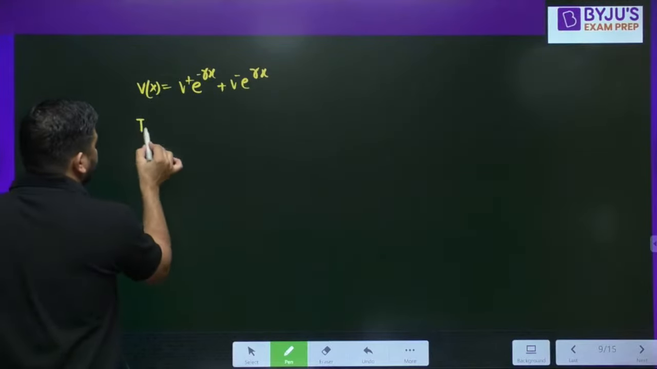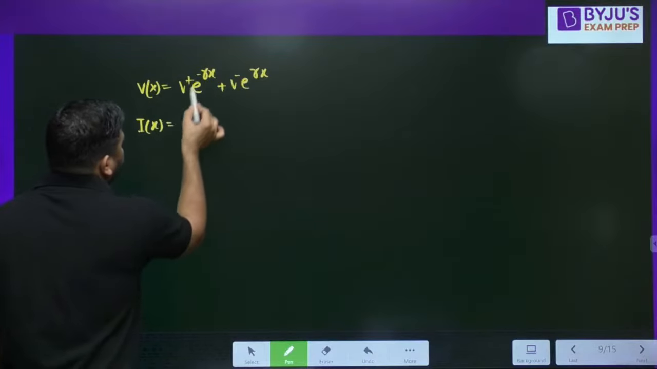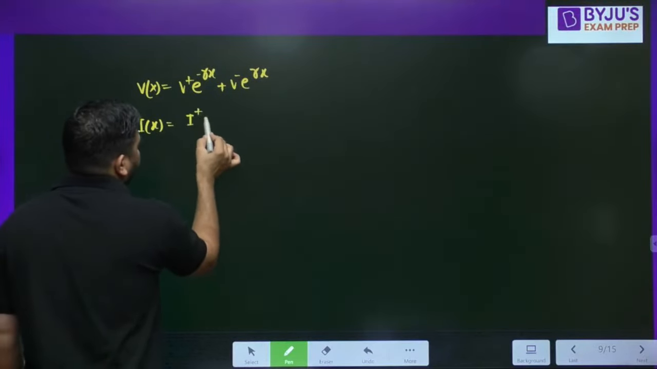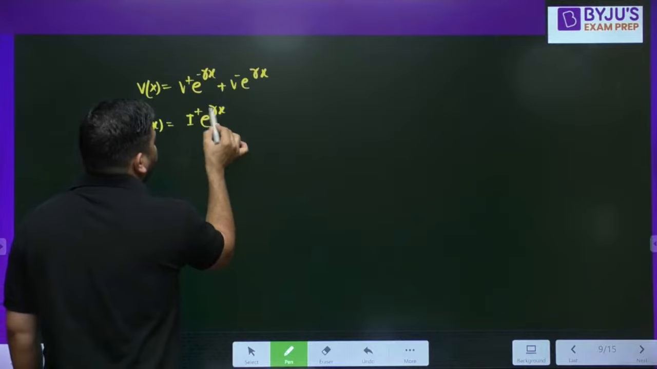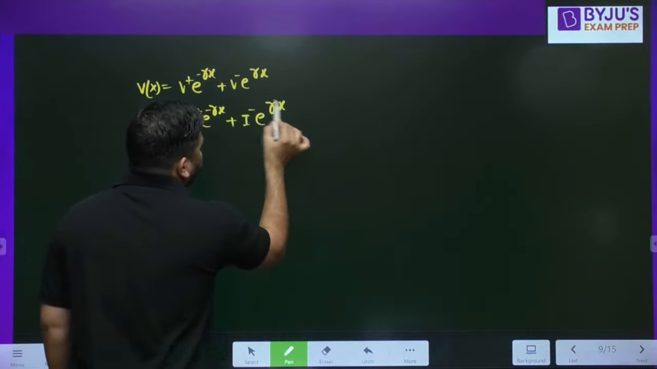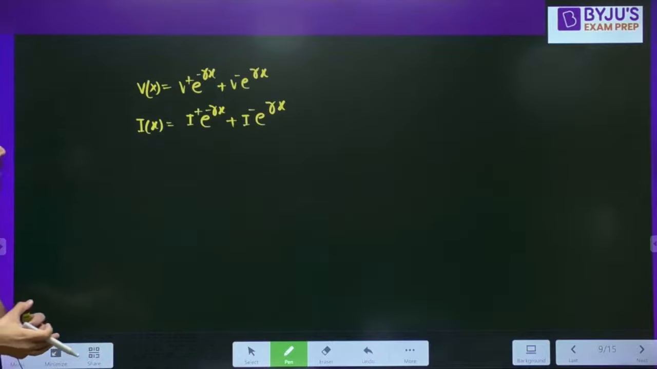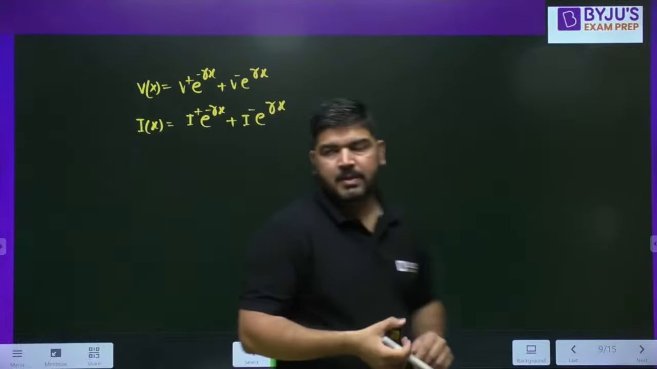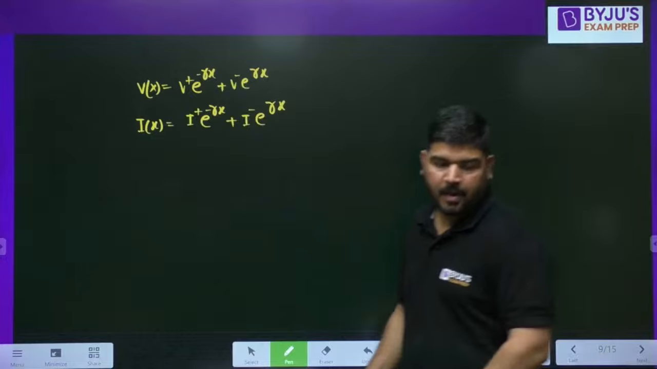What is the current expression? The current expression is again similar to that: I plus e to the power minus gamma x plus I minus e to the power gamma x. This is my voltage expression and this is the current expression.